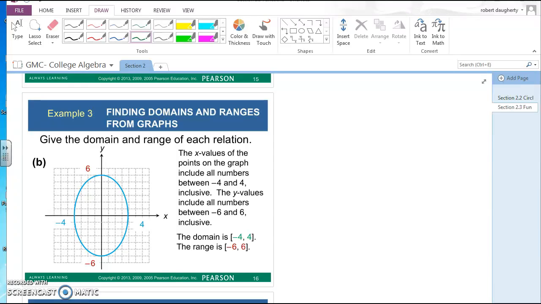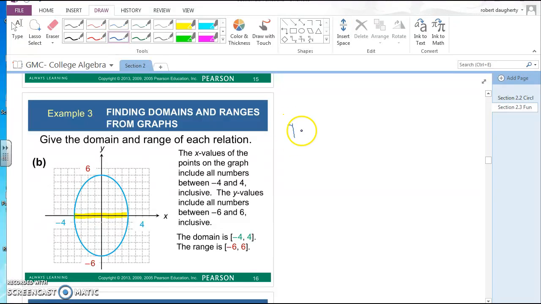Okay, section 2.3, video number 2. Let's find the domain and range of this function, but instead of ordered pairs or a mapping, I have a graph. So again, the domain is the set of all input or x values. If you look at this graph, your x values go from -4 all the way over to 4. So you've got every number in between there on this graph.